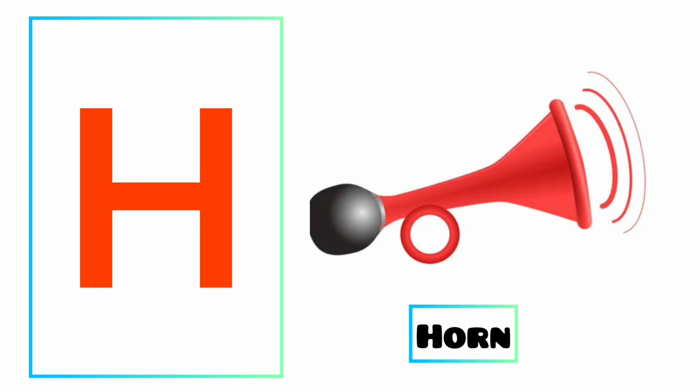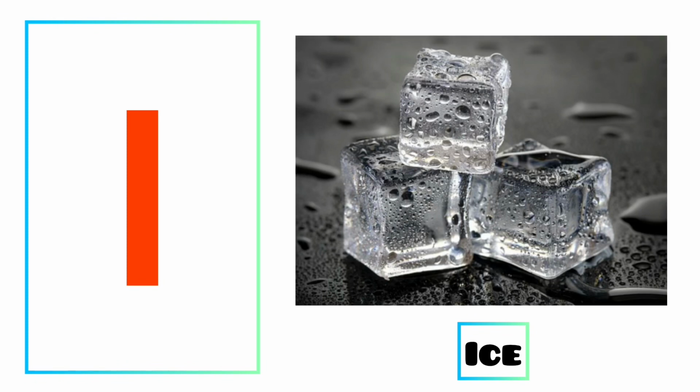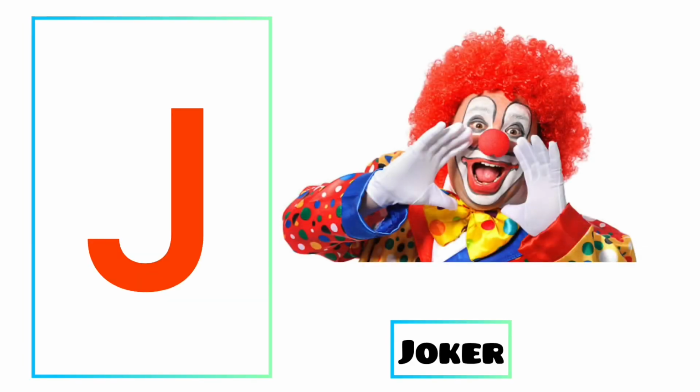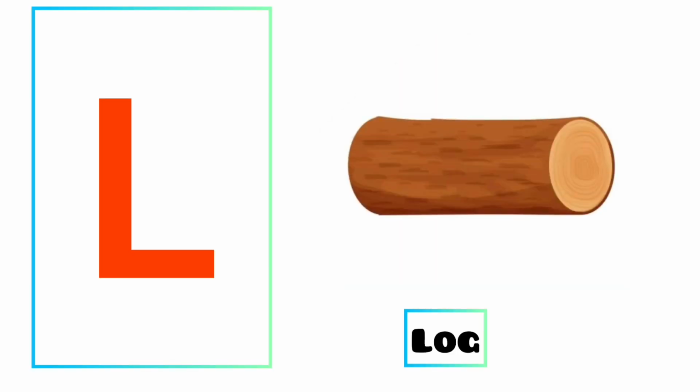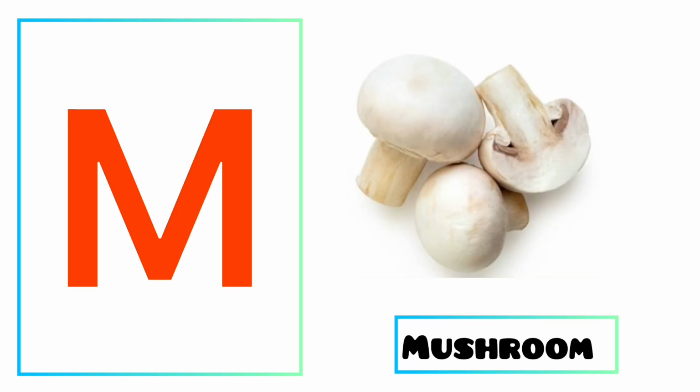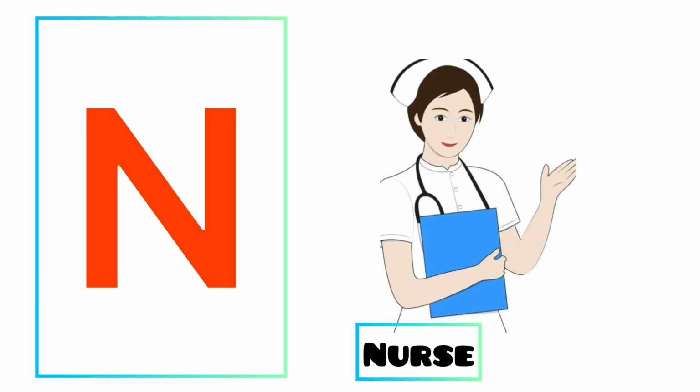H for horn. I for ice. J for joker. K for kennel. L for log. M for mushroom. N for nuts.